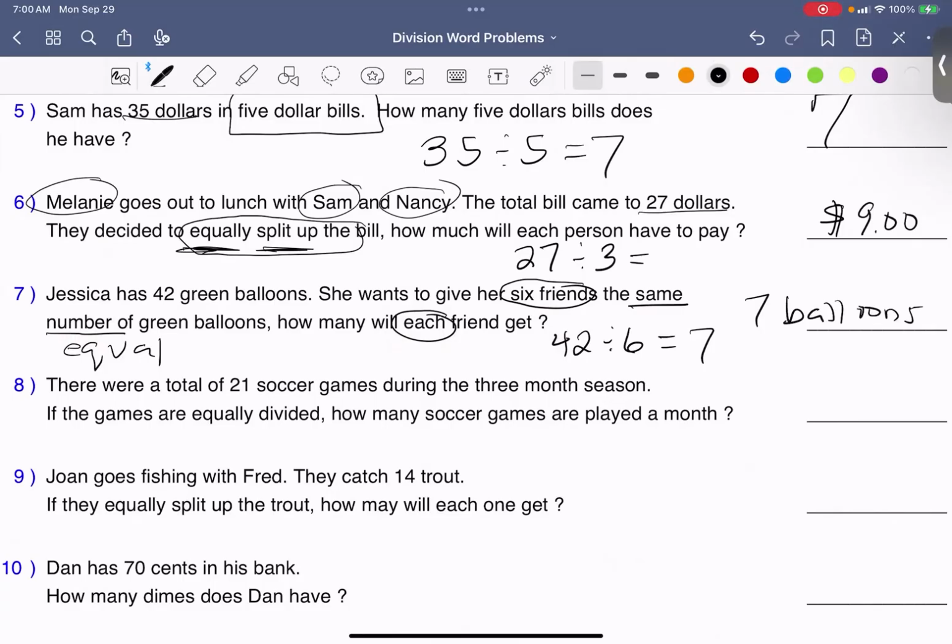So this is how you can complete a division word problem. Good luck.